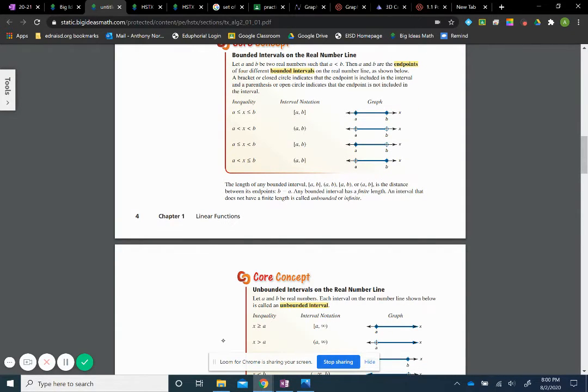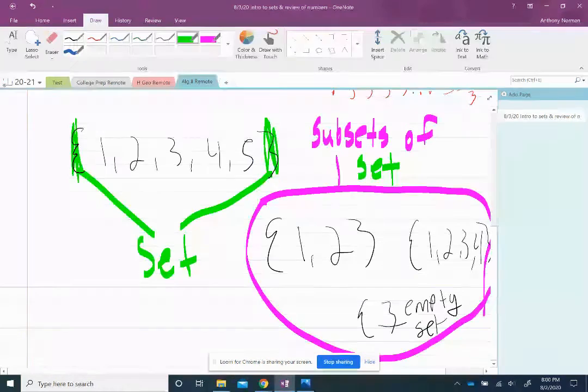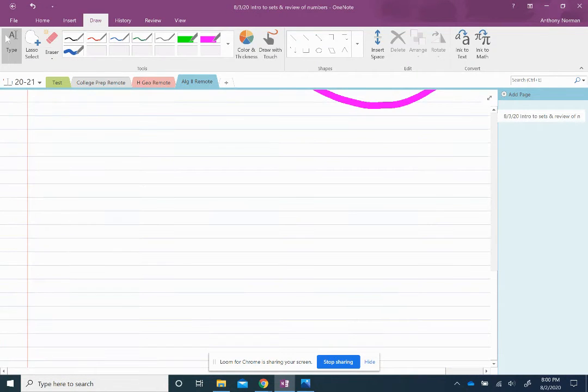So, as this note says, the length of any bounded interval is the distance between the points. So you just subtract the first from the last to figure out how long it is, which sounds strange, but it's actually what we do on number lines all the time.